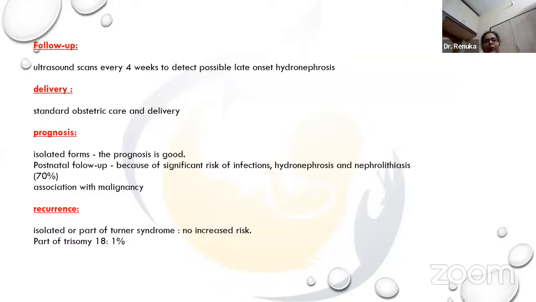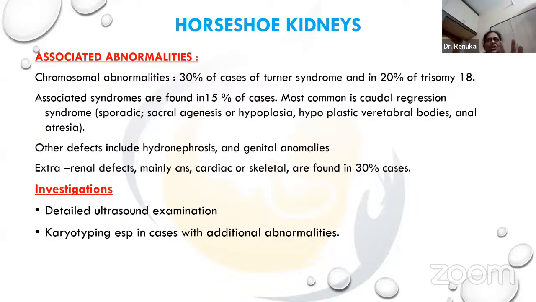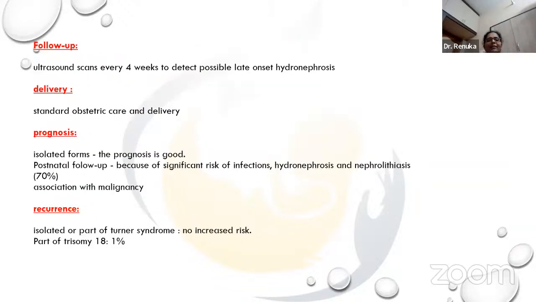You do an every 4 weeks scan, because like any other rotational or fusional abnormality, they are associated with vesico-ureteric reflux, and these babies can develop hydronephrosis at a later gestation. So this will help us identify it early, and decide on further treatment and timing of delivery.